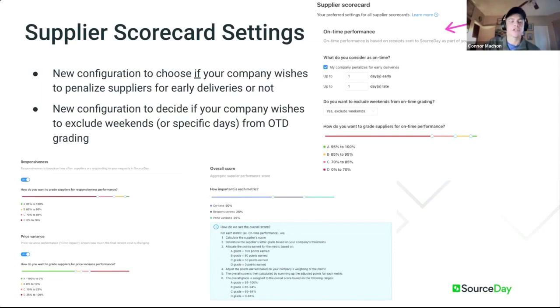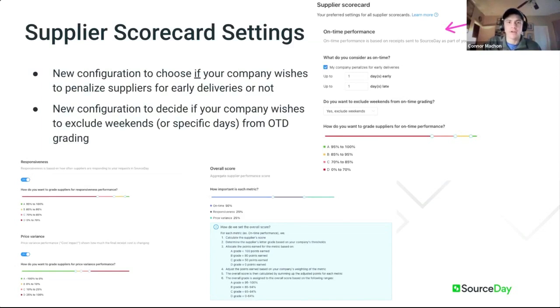The next configuration that we have is choosing if your company wishes to penalize your suppliers on weekends. So when we're talking about on-time delivery, do we want to include or exclude weekends from that grading? And that is a drop-down that we have right below that, where we can exclude all weekends or exclude specific days. So I could exclude just Sunday or just Saturday from my on-time delivery grading.